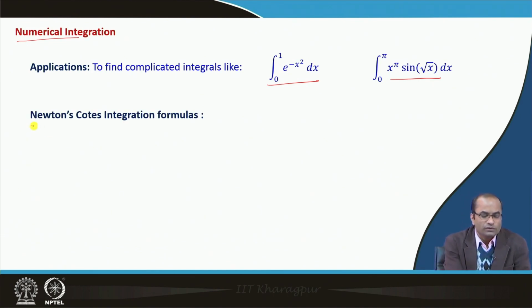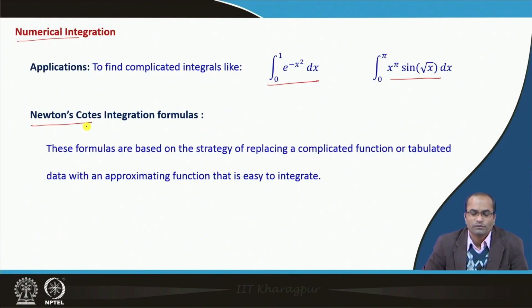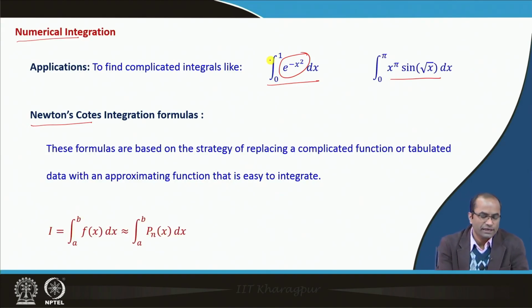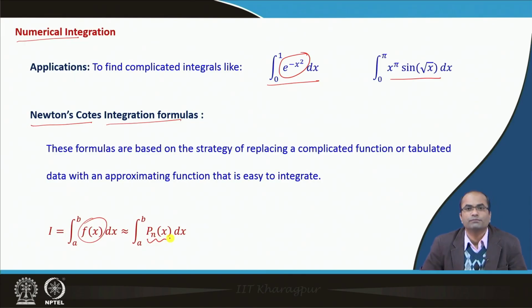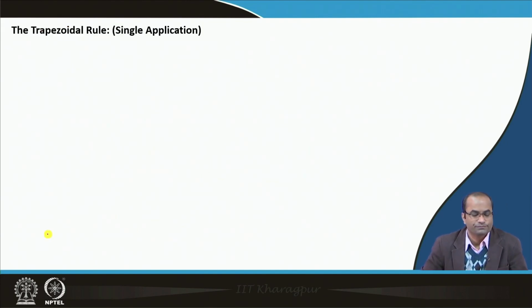So the idea of the Newton-Cotes integration formula is to replace the integrand, these complicated functions, by some simple functions, usually polynomials, and as we know, these polynomials can easily be integrated. So the idea of the Newton-Cotes integration formulas is to replace this f(x) by some simple polynomials and then integrate those polynomials, and we will get at the end some approximate value of the given integral.